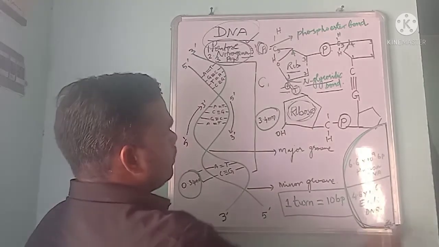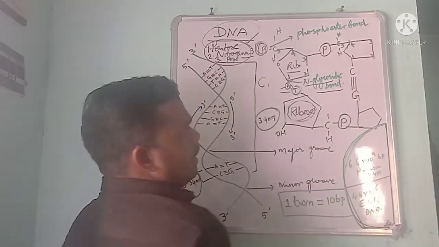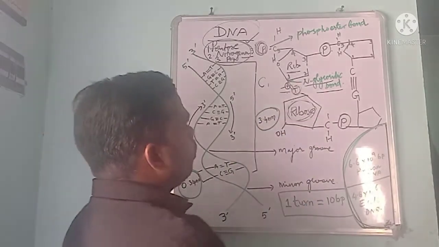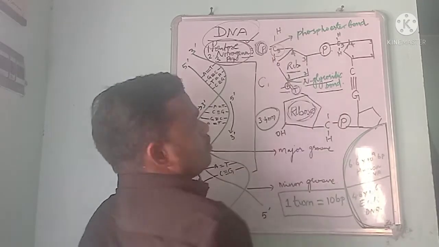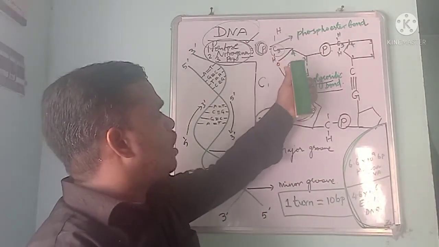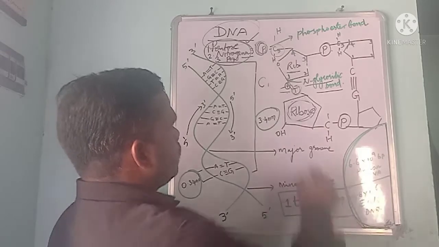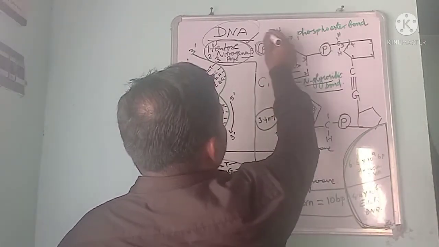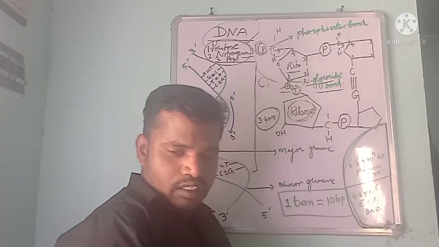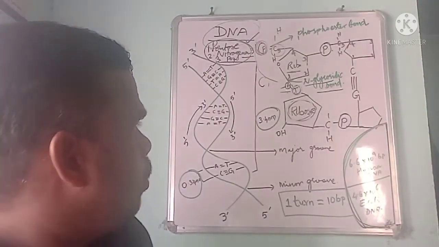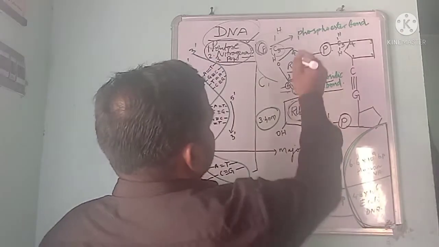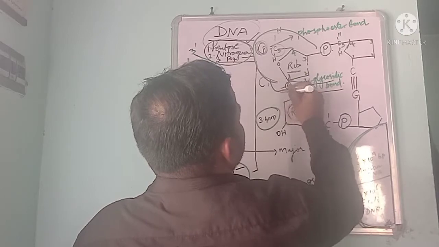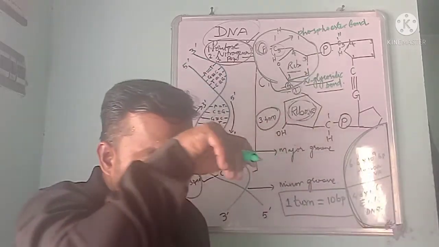Now look at where the phosphate group is attached. The phosphate group is attached at the 5th carbon of the nucleoside's ribose sugar. This is where the phosphate group is attached, and this forms a nucleotide. So look at that. This is what we call a nucleotide.